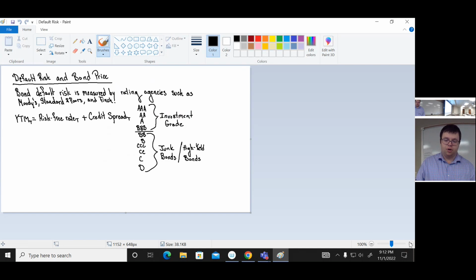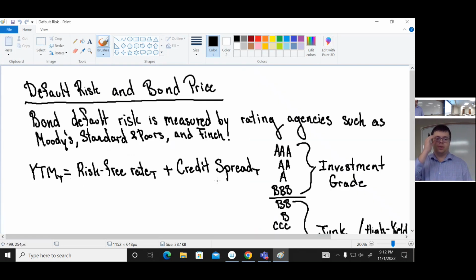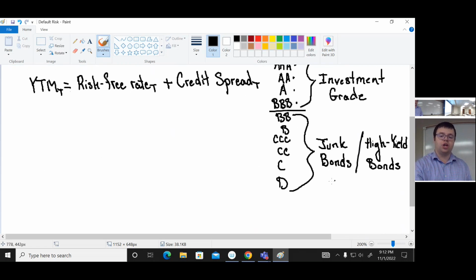The other component of this in the real world is default risk. Bond default risk is measured by rating agencies such as Moody's, Standard & Poor's, and Fitch. Basically, they give ratings that tell you how great of a probability default is. In investment grade bonds, this is AAA, AA, A, BBB. These are investment grade. These are high quality securities. The default risk is minimal. In high yield or junk bonds, the default risk is much higher.